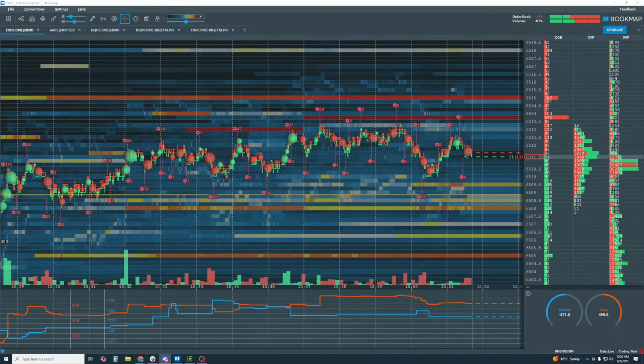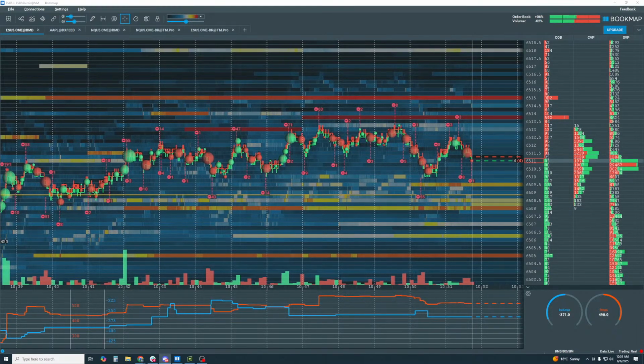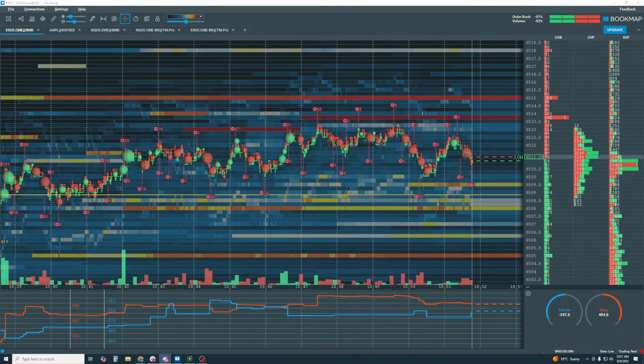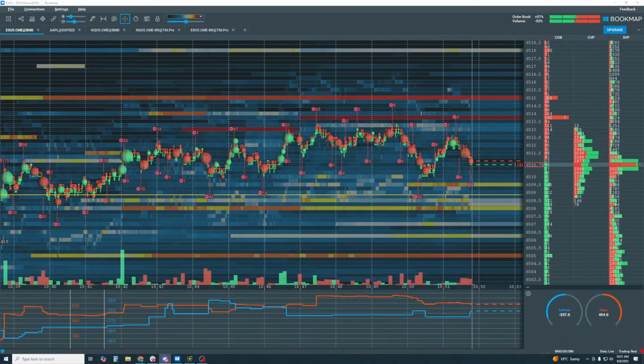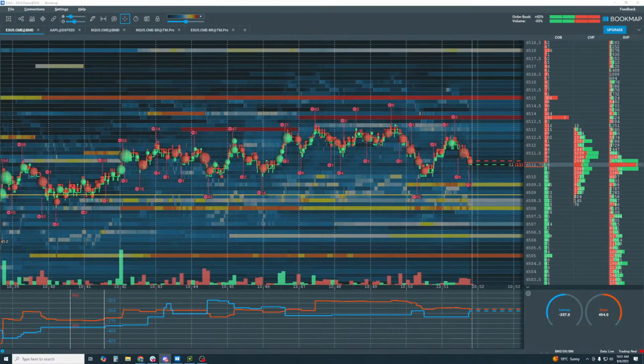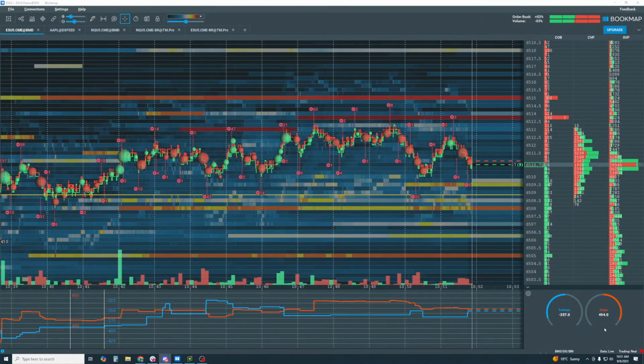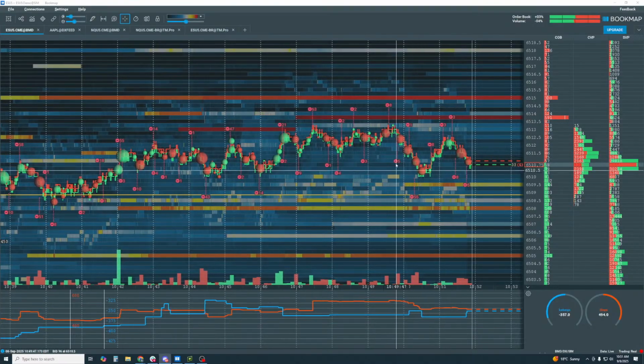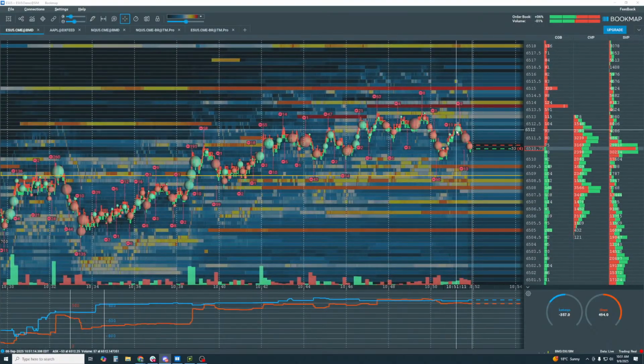Still, you can just use the files that are in there in replay mode. They're mostly ES, but there's some NQ, gold, crude oil, and a few stocks in there too, but they're mostly futures. We'll try to get some crypto in there as well.